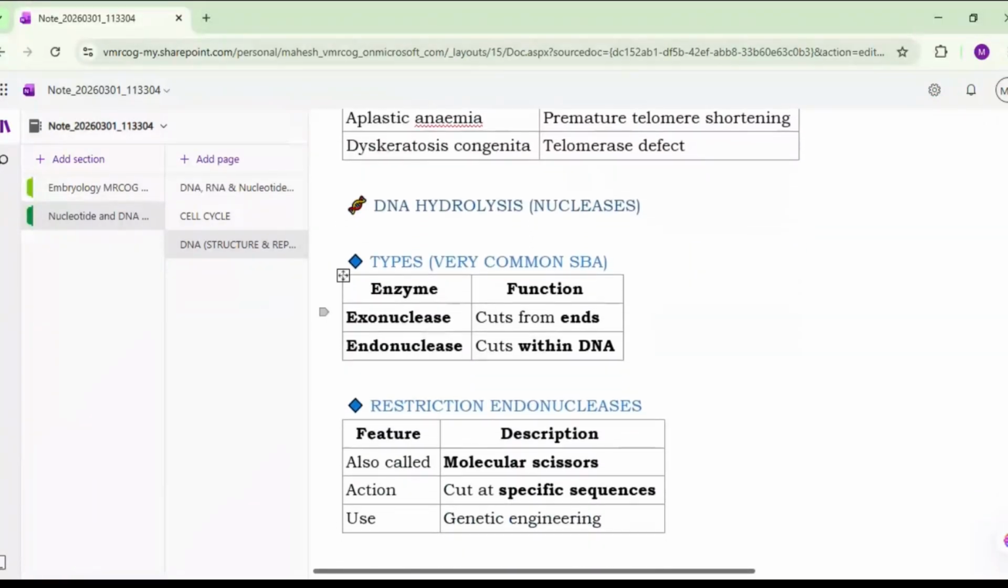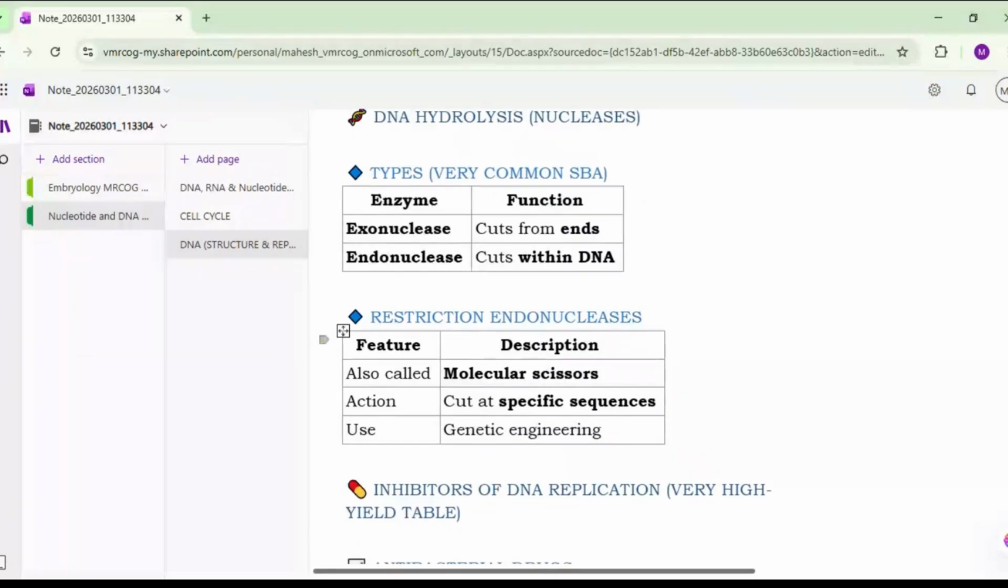Okay. Then what about the hydrolysis of DNA? Okay. Which enzymes are responsible? Nucleases. Okay. There are two types of nucleases, exonucleases and endonucleases. Exonucleases will cut from the end, while endonucleases will cut the DNA within. Okay. Then there are restriction endonucleases.